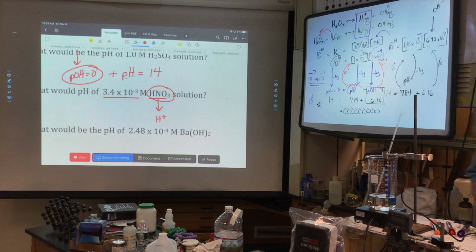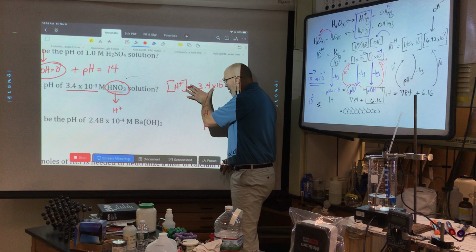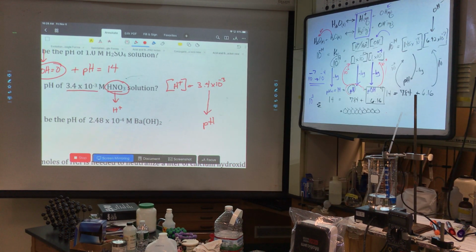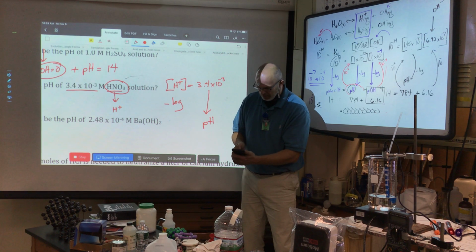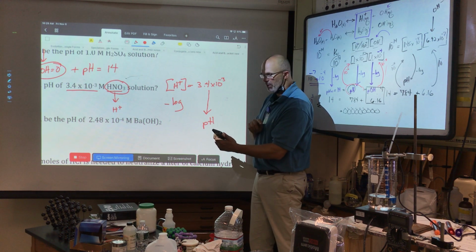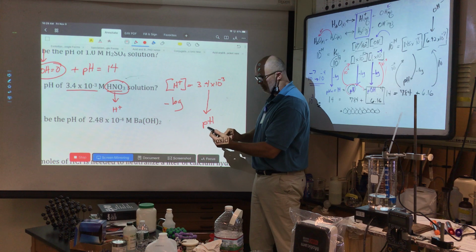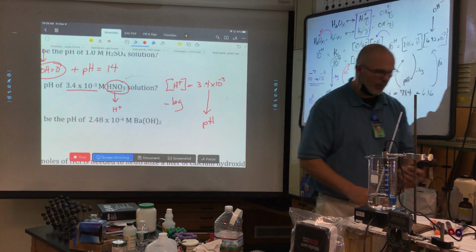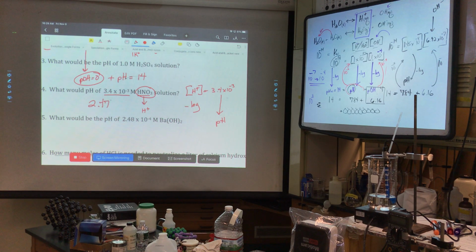So let's go find the pH. Well, guess what? The concentration of the H plus is equal to 3.4 times 10 to the negative 3. I want to find the pH. Well, isn't that the H plus or H3O plus? So the pH is a negative log of that. So take the negative log of that number. So I do negative log, 3.4, I do second function, okay, because I want to do the EE key. I hit the EE key, and that just means exponent 10, I do negative 3. Close my parentheses, and I get 2.46, 2.47. Pretty simple.